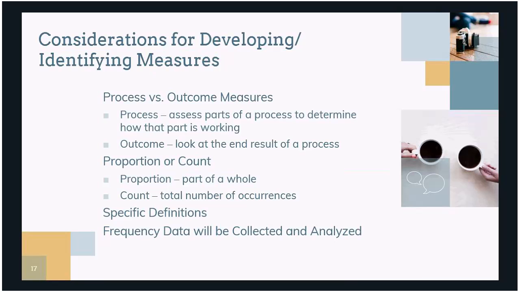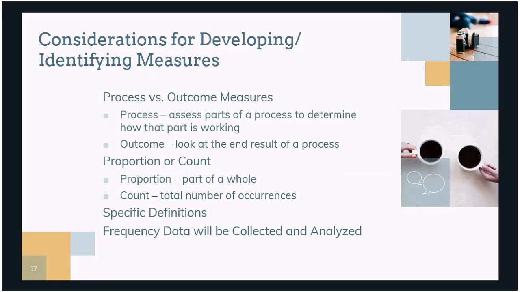The outcome is what is generally in your aim statement. You are looking at the end result of that process. So an example of a proportion for an outcome would be the percent of moms who enrolled pregnant who initiated breastfeeding. So the end result of that process that included distribution of materials. Or a count of the number of moms who initially planned not to breastfeed who did end up initiating breastfeeding. So again, a proportion or a count are two different ways to look at data. You may use both in your cycles.